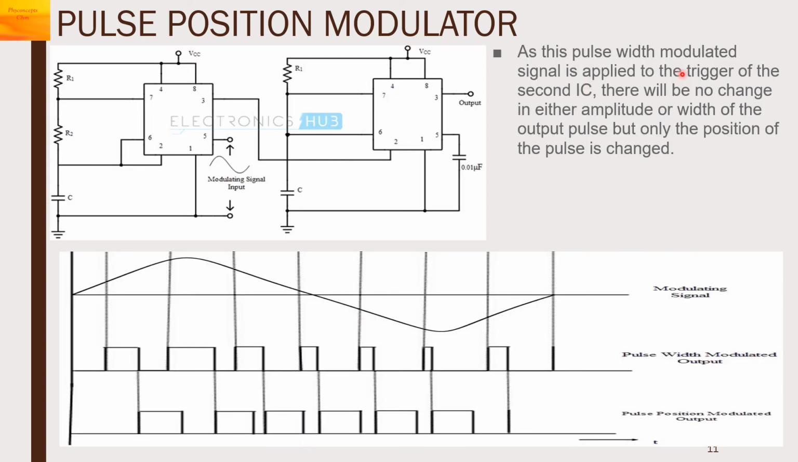As this pulse width modulated signal is now applied to the trigger of the second IC, there will be no change in either the amplitude or the width of the output pulse, but only the position of the pulse is changed.